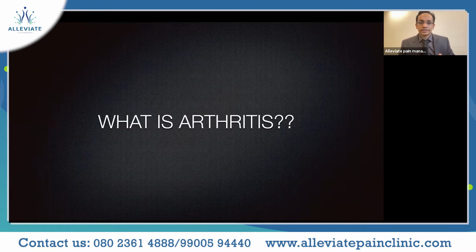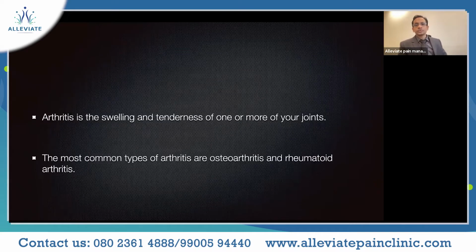What is arthritis? Right. So arthritis is usually a swelling and tenderness of one or more of your joints. There are a lot of joints in the body, and many a time, whenever people end up developing pain or swelling over the joints, the pointers point towards a diagnosis of arthritis. So commonly, there are two types of arthritis. One is osteoarthritis and the other is rheumatoid arthritis, which are fairly well known in today's population.